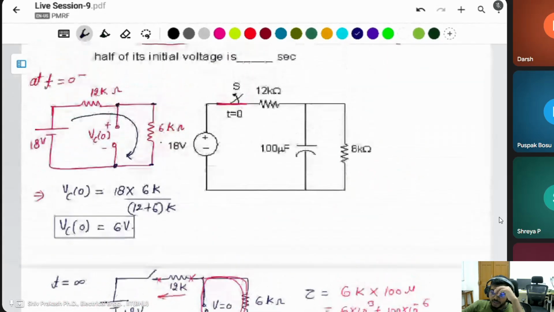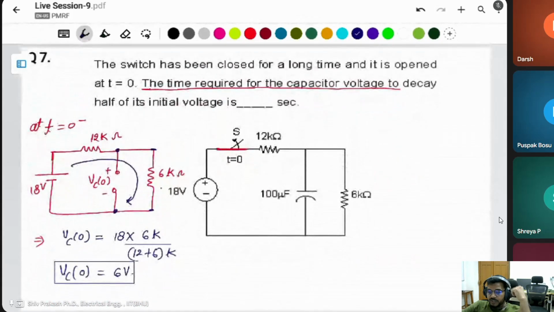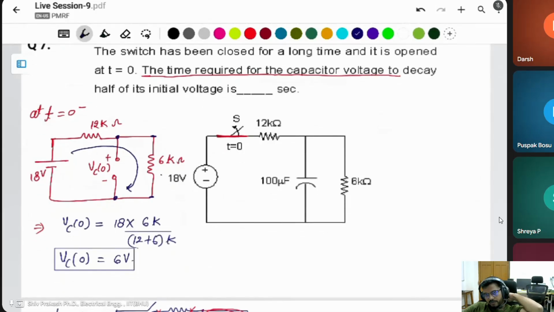This question is asking: the switch is closed for a long time and it is opened at t equal to 0. Closed for a long time means there is some initial voltage. Then you have to find that initial voltage by taking the circuit before t equal to 0. Then you have to find the initial voltage of the capacitor, which is 6 volt in this case.